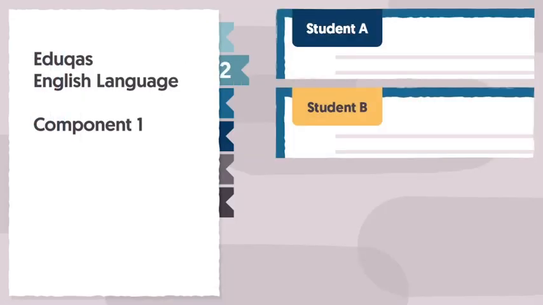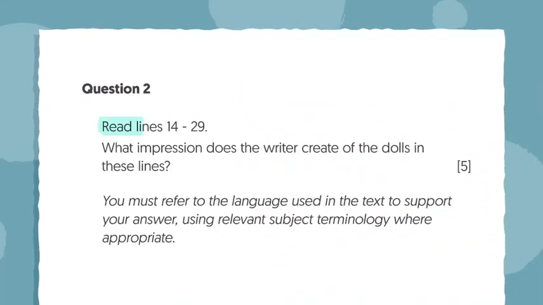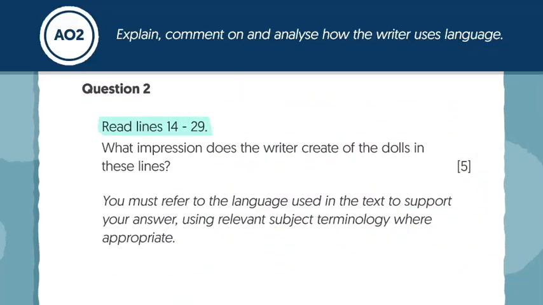In this video, we're going to talk through 2 example student responses to question 2 on our Eduqas style English Language Component 1 exam paper. Don't forget, you can pause the video at any point if you need a bit more time to read over what's on screen. In this type of question, you'll be given line numbers from the text to focus on, and then asked a question assessing your ability to explain, comment on, and analyse how the writer uses language.